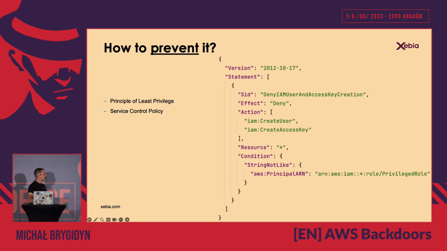So you can use a service control policy that protects these 2 actions, create user and create access key, and denies creation of them unless you are a privileged role. So let's say you have a security account that runs user creation and key rotation, and only that privileged role is allowed to create new users.